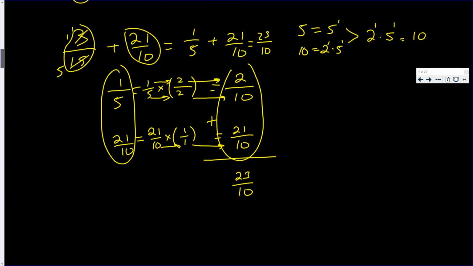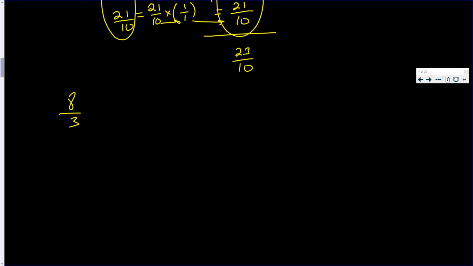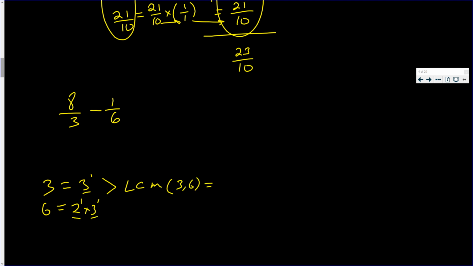Let's try another one. Suppose you have 8/3 and you want to take away 1/6. You can't reduce. Okay, 3 is 3 to the 1. 6 is 2 times 3, all to the 1. So the least common multiple of 3 and 6. Well, the different bases I see are 2 and 3. The only power of 2 that I see is 1. And between the powers of 3, which are both 1, 1 is the largest. And 2 to the 1 is 2, 3 to the 1 is 3, so it's 6.